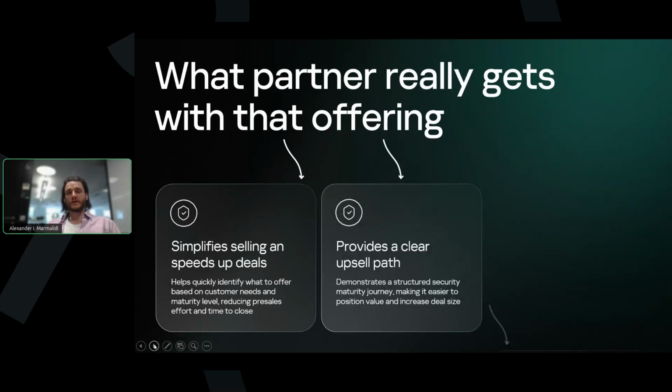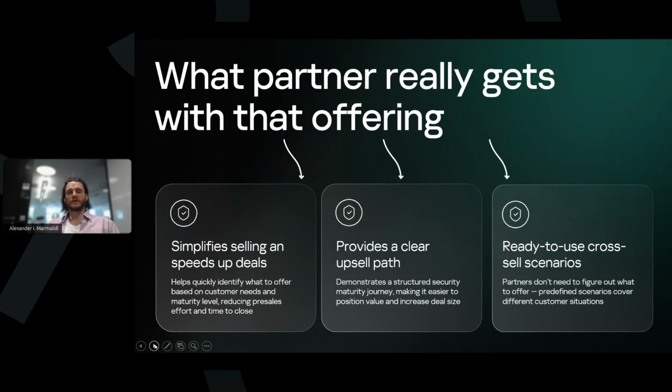And as a partner, what would you be getting with that offering? Of course, it simplifies selling and speeds up deals to quickly help you identify what should be offered based on the needs and problems that the customer is facing. Then it provides a clear upsell path, especially with, of course, our optimum solutions, where, as I mentioned on the next slide, customers can go from EDR foundations up to managed XDR and ready to use cross sell scenarios. So you don't have to figure out what to offer. There are predefined scenarios to cover different customer situations.